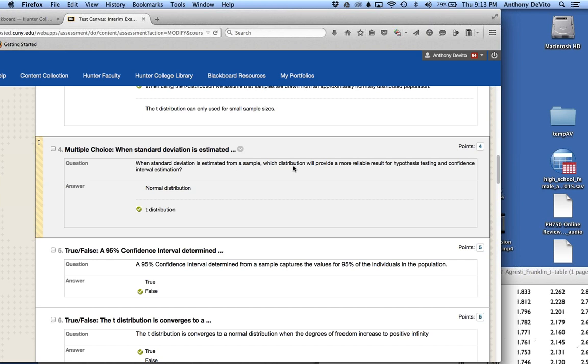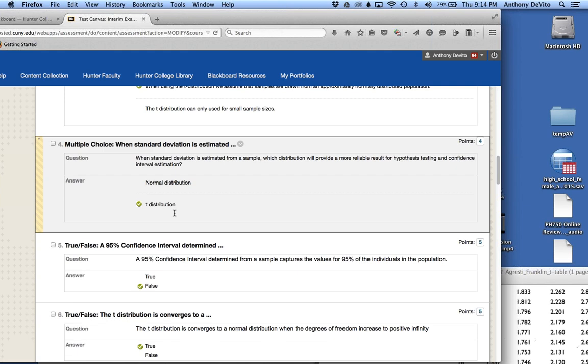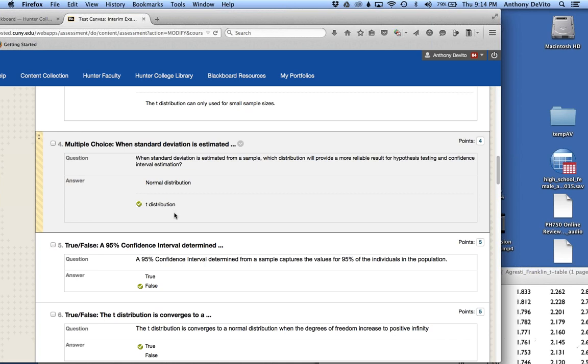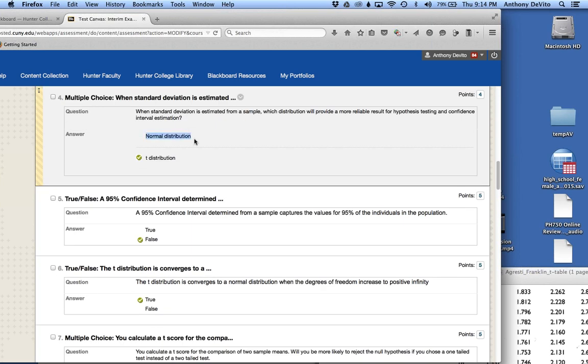When the standard deviation is estimated from a sample, which distribution will provide a more reliable result for testing hypotheses and confidence interval estimation? Well, the t distribution does. The t distribution is designed to help us understand the distribution of sample means when we have to depend on the sample to give us an estimate of the standard deviation of the population. Otherwise, if we knew the population standard deviation, we would use the normal distribution.